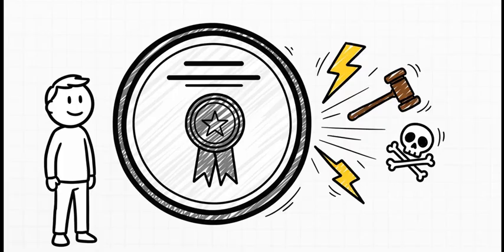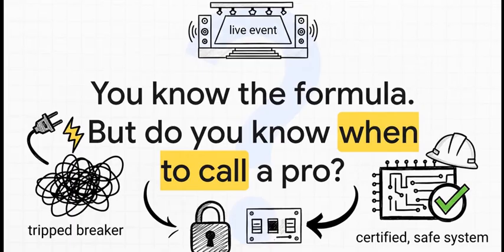And that's the key takeaway here. These forms are basically your shield. If you're an event manager or a venue owner, demanding this paperwork is proof that you did your job right. It shows that the power system isn't a hazard, that it follows the rules, and that it's safe for every single person there. So there you have it.